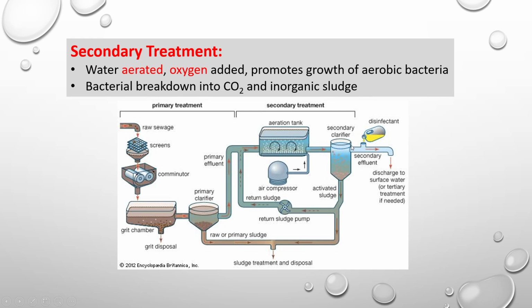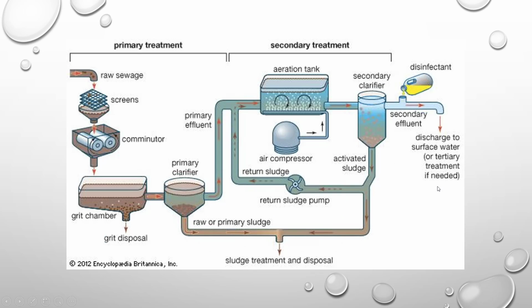This is where some places add a disinfectant and then discharge, or we go to tertiary treatment. In Reno, we have tertiary treatment. So just look into that. You should be able to label a lot of this, so I would highly recommend in your notes that you draw a rough sketch of primary and secondary treatment.